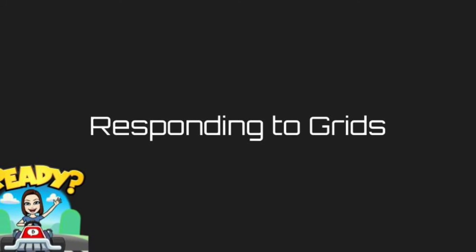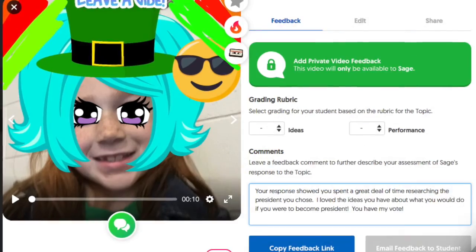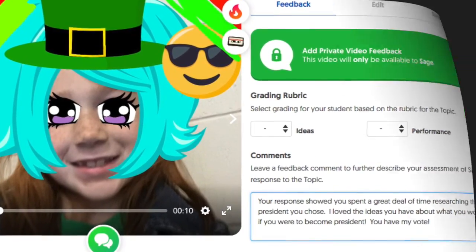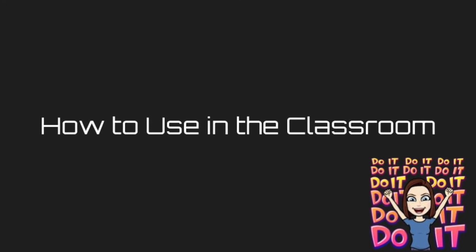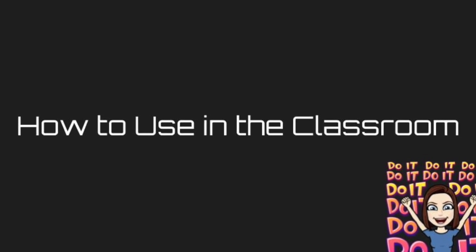Responding to grids is as simple as scanning a QR code, and students are able to put their special touch on the grid, stickers, giving each other responses, and teachers are able to add that private feedback. There are so many uses in the classroom, whether it's responding to books or to prompts.